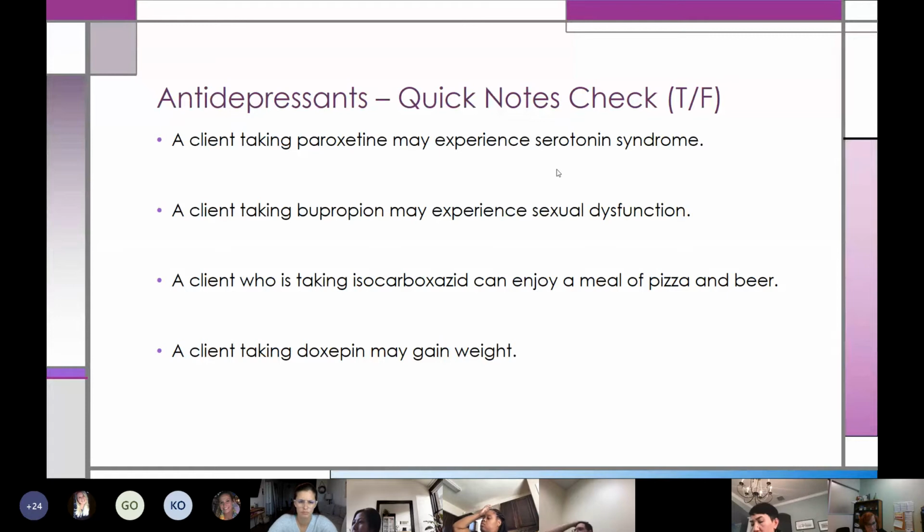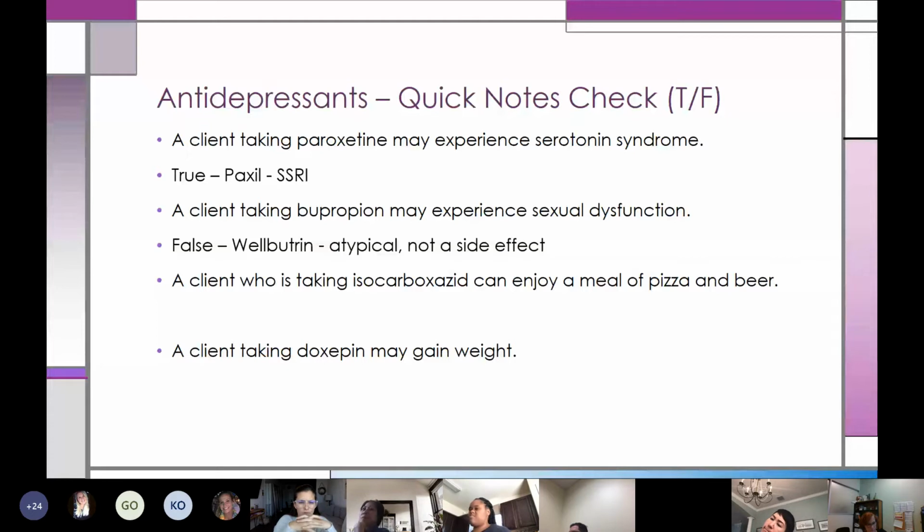A client who's taking isocarboxazid can enjoy a meal of pizza and beer. It's an MAOI. So can they enjoy the pizza and beer? No. Particularly the beer, right? They'll have to drink a soda. So that's false. This particular drug is also known as Marplan. A tyramine-containing food such as beer cannot be used.